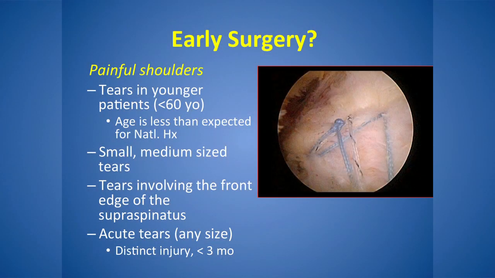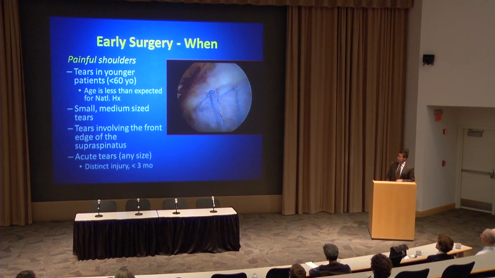Ideally, you have patients that are younger than the natural history is expected for a rotator cuff tear, so you're talking about patients under the age of 60. The ideal candidates are full thickness tears that are small and medium in size, because those tears are much less likely to have muscle changes, and less likely to have disrupted the normal mechanics of the ball within the socket.